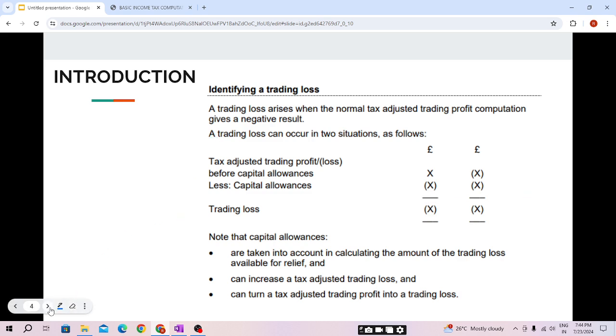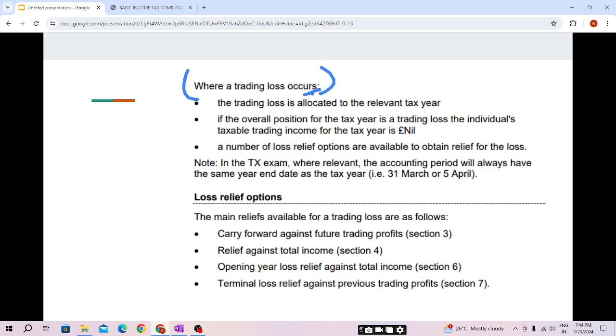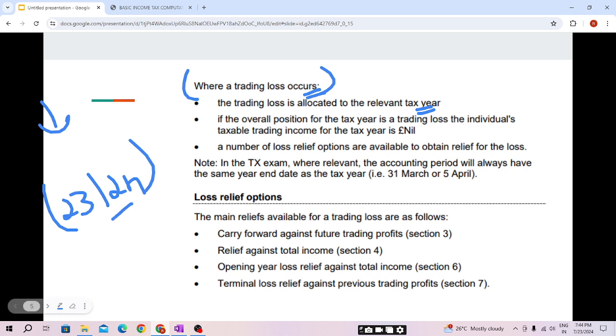So now students, where a trading loss occurs, the trading loss is allocated to the relevant tax year. That is, the trading loss which has occurred is allocated to the relevant tax year, that is the tax year 23-24. If we are doing business, it will be allocated to the tax year 23-24.